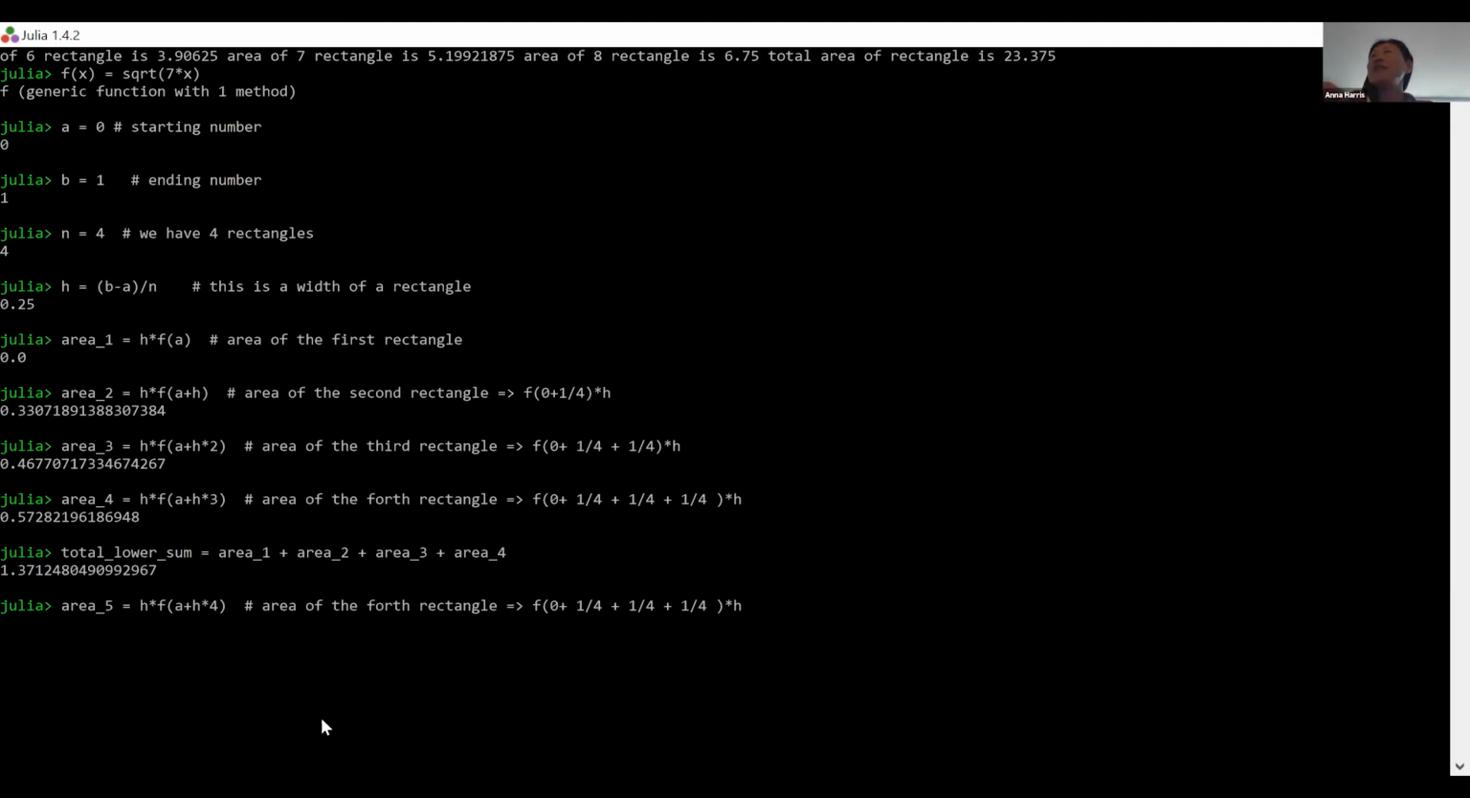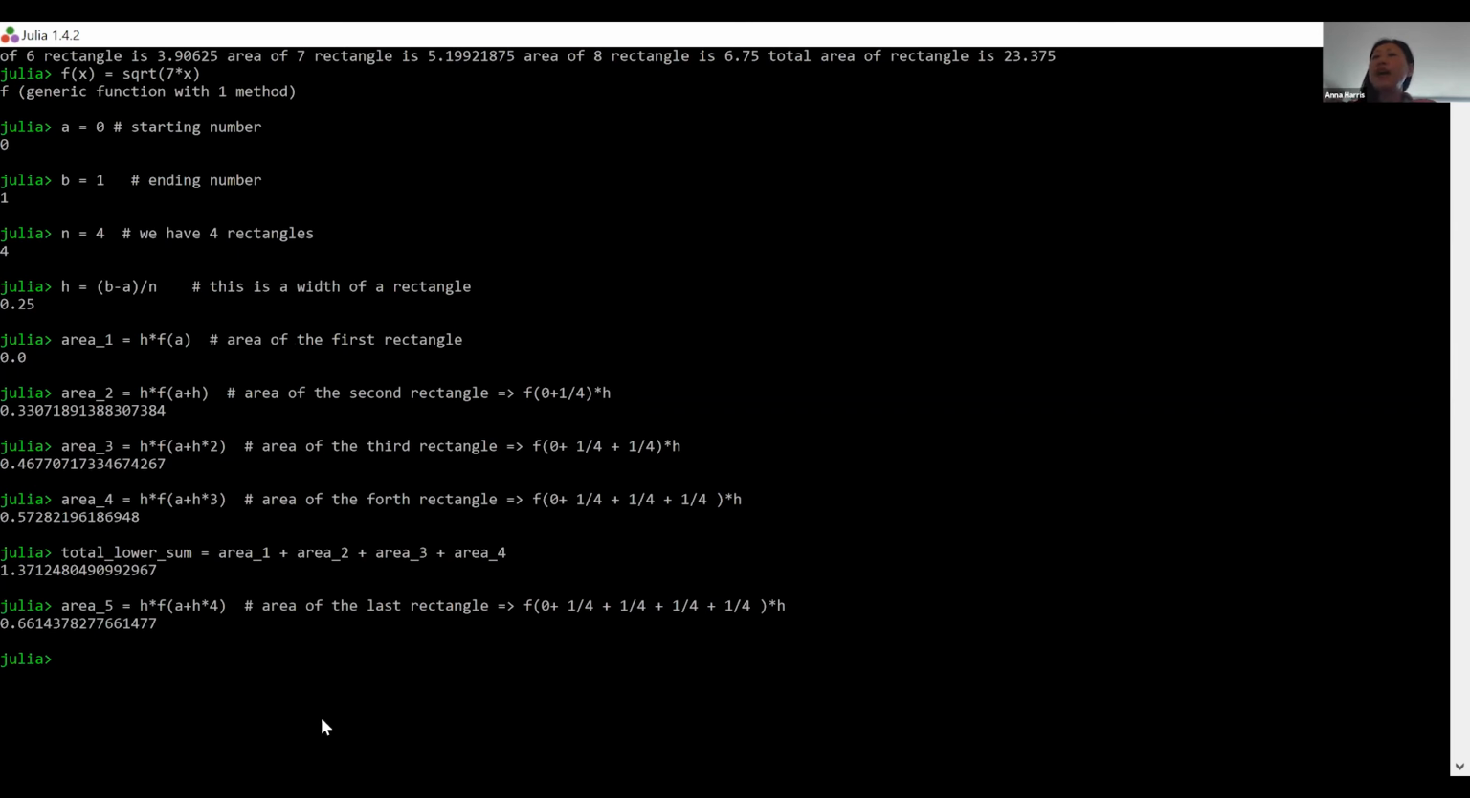It's still the area of the last rectangle, but I'm going to use it. So this is the last rectangle, I will call it that. Okay, so you do that, you get this number.